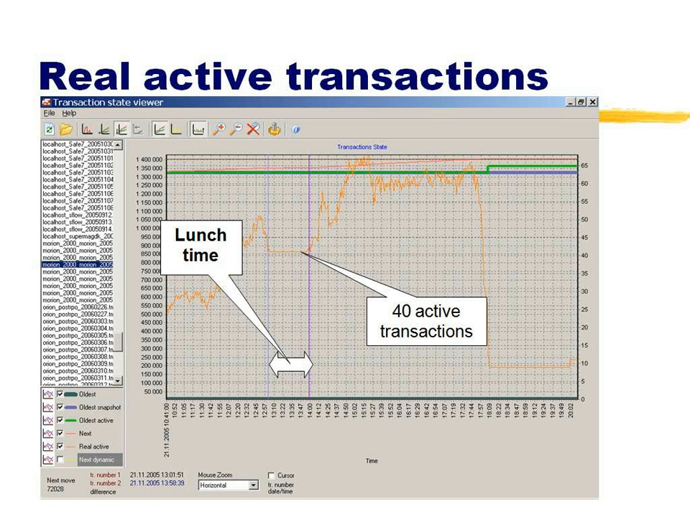The other kind of graph is real active transactions. It can be taken from Firebird 1.5. As you see from the previous graph, it's the same lunchtime. But about 40 transactions are still active.